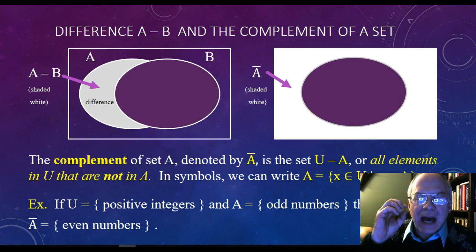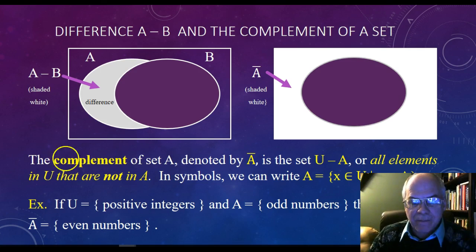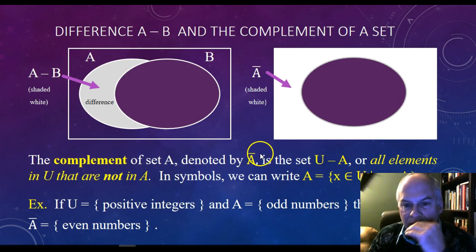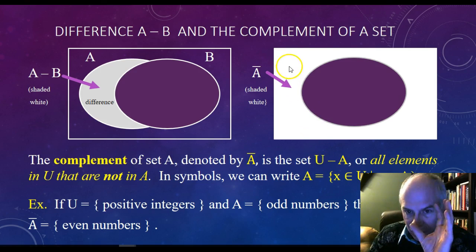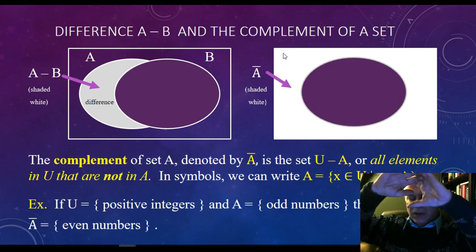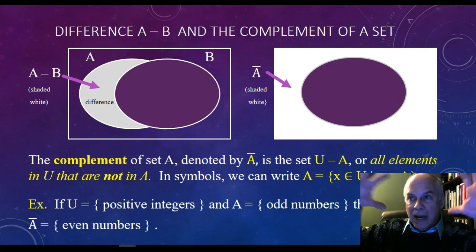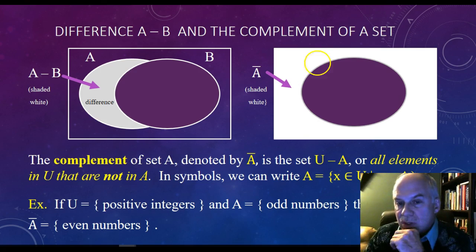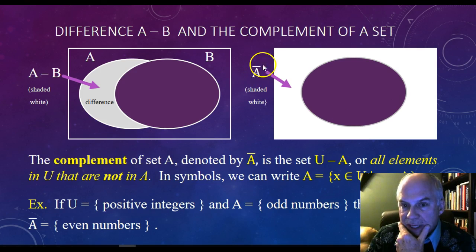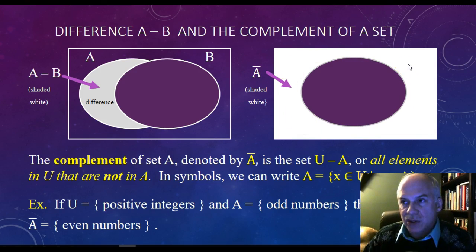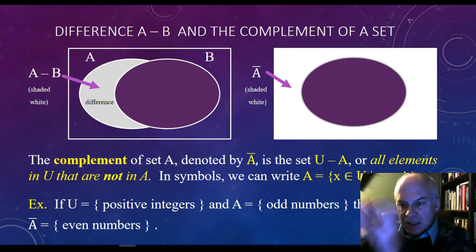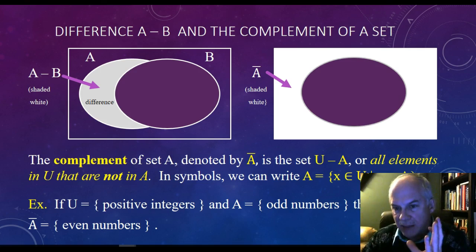Now, the complement of set A, denoted by A with a bar over top of it, is the universal set minus set A. In other words, the complement of set A is this white region, shaded white, on the outside of set A. So it's all the elements in the universe minus set A. It's really everything outside of A.